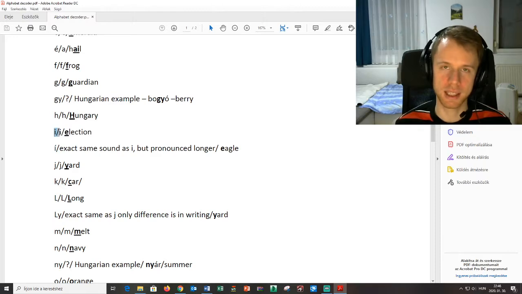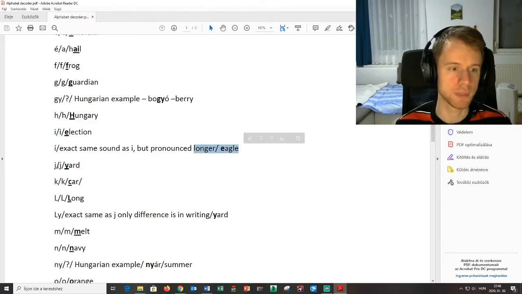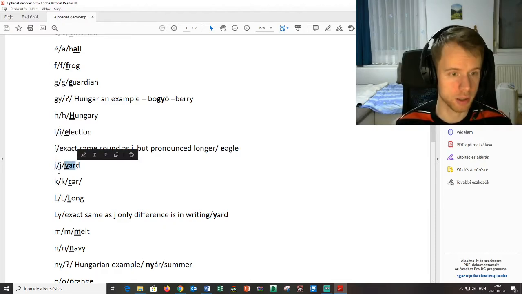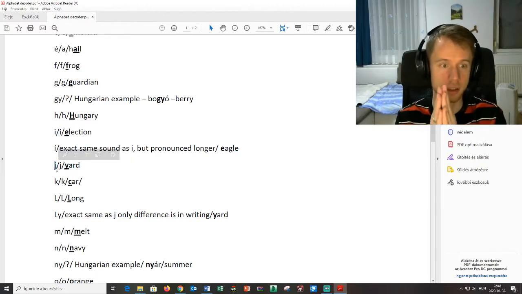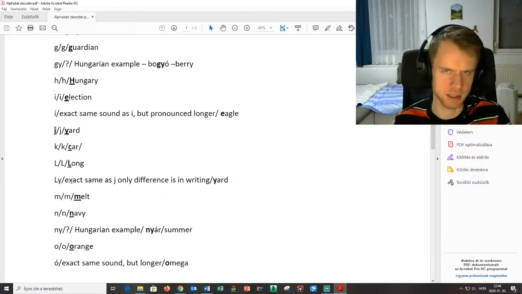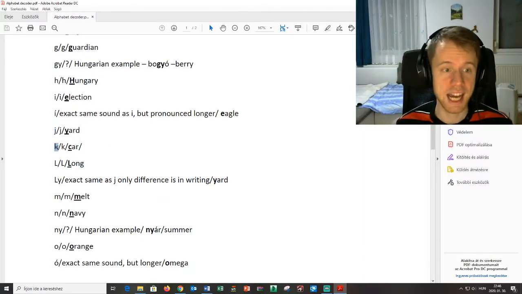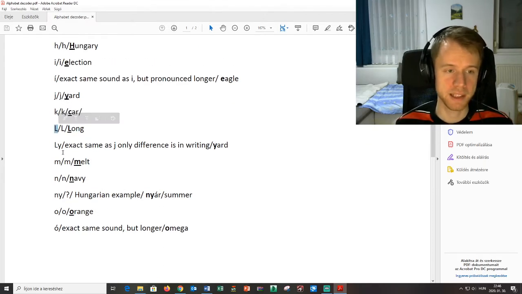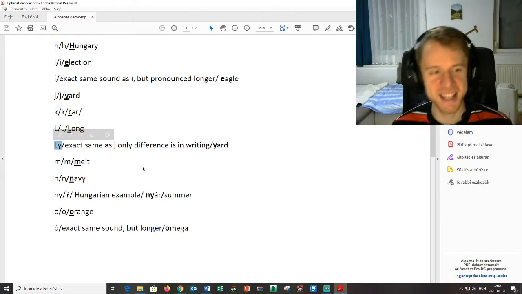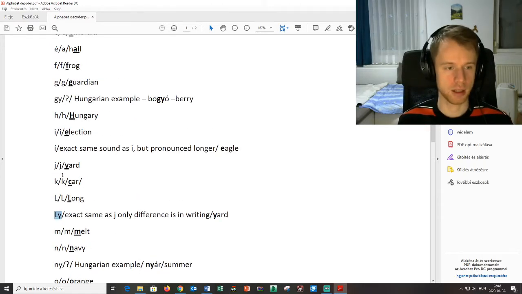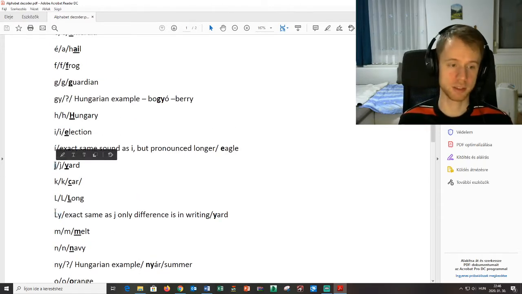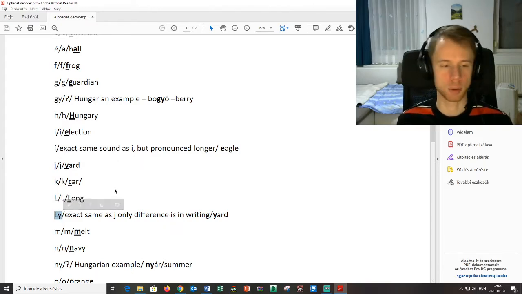E, exact same thing as this one, you just pronounce it longer, like in eagle. E. This is ye, like in yard, ye. And again, the core is y when you're reading it in a word. Ka, like in car, ka. L, like in long, L. This is the most annoying letter. It's pretty much the exact same as this letter. You pronounce this one also as y, ye or y. Both of them are good.